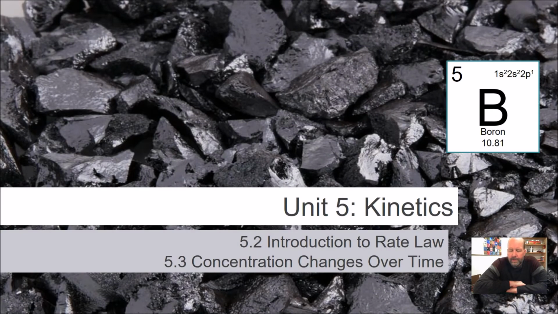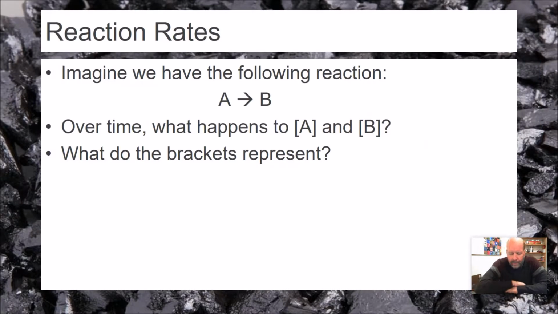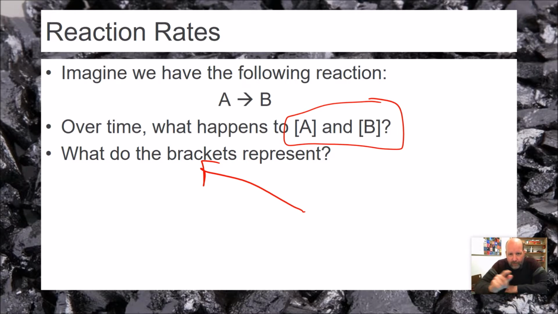Hey guys, time to start talking about rate law, which is where math comes into these collisions and these reaction rates. So it's not too bad. Imagine we have the following reaction. We're turning A into B. So over time, what happens to brackets A and brackets B? And just to be really sure, what do the brackets represent? Answer both these questions with your neighbor right now. Pause the video, answer both these questions.